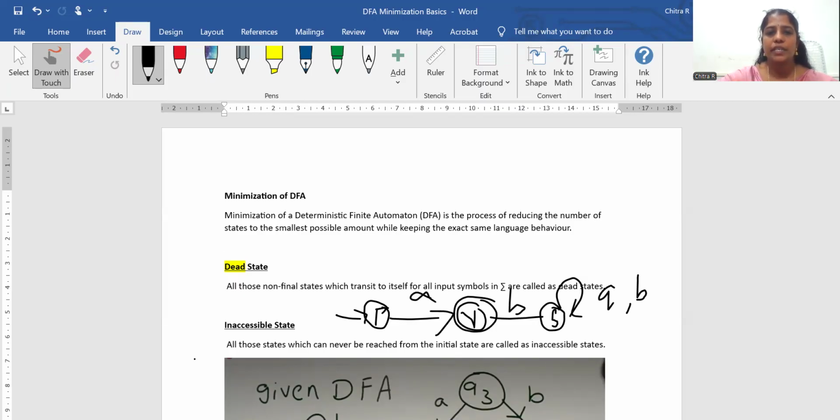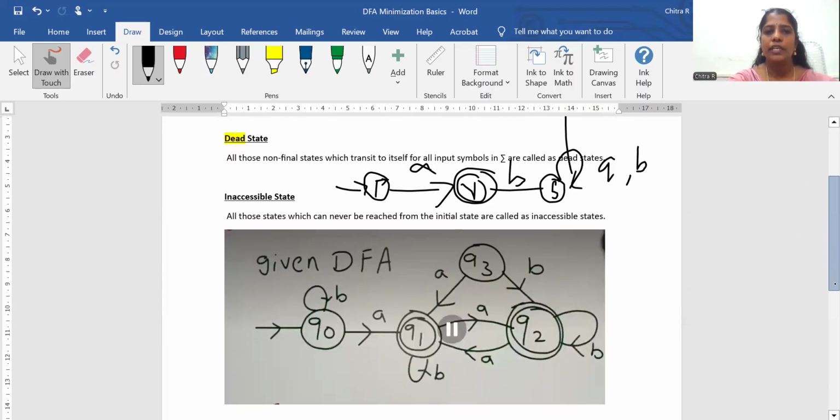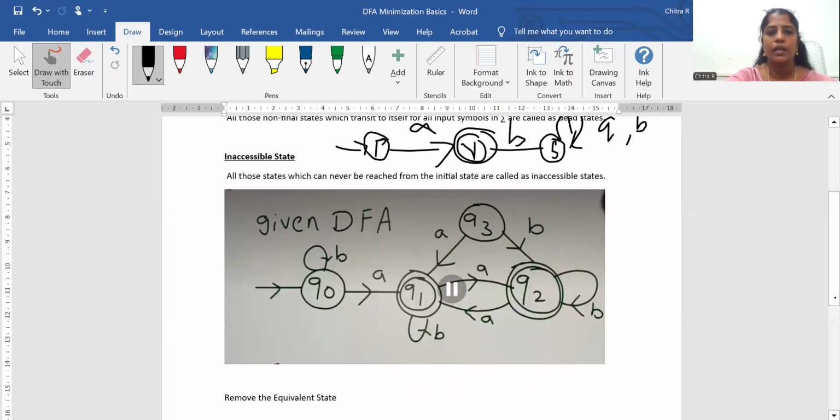In the same manner, the inaccessible state is also eliminated during the DFA minimization concept. What do you mean by inaccessible state? Consider this finite automata. Here Q0 on A reaches Q1; from Q1 there is no path to Q3. Similarly, from Q2 also there is no path to Q3. There is a path from Q0 to Q1, Q1 to Q2, and Q2 to Q1. Every state is reachable from the initial state except Q3. Q3 cannot be reached from the initial state, so there is no meaning for that particular state, and that state is called the inaccessible state.